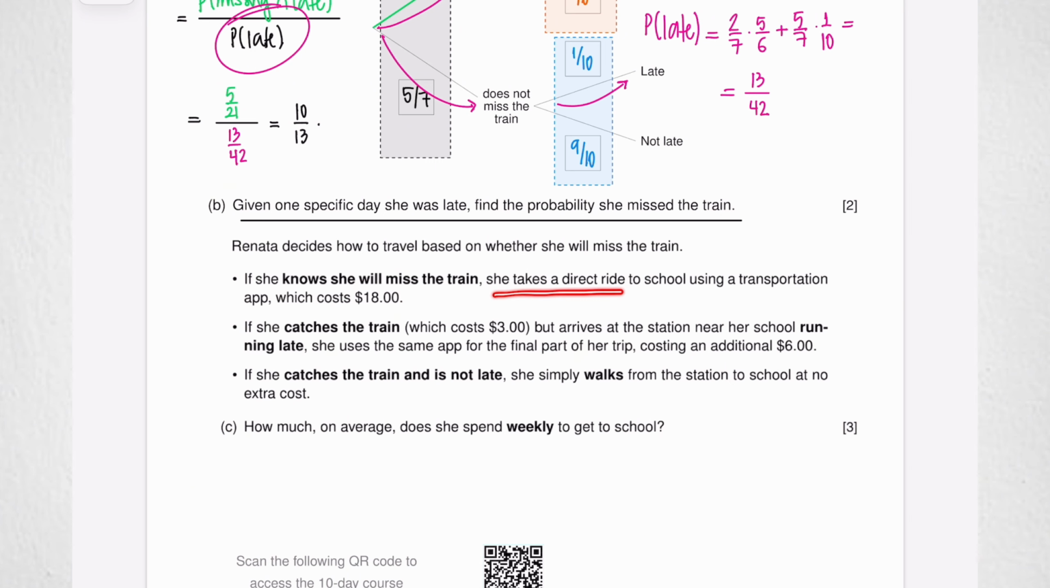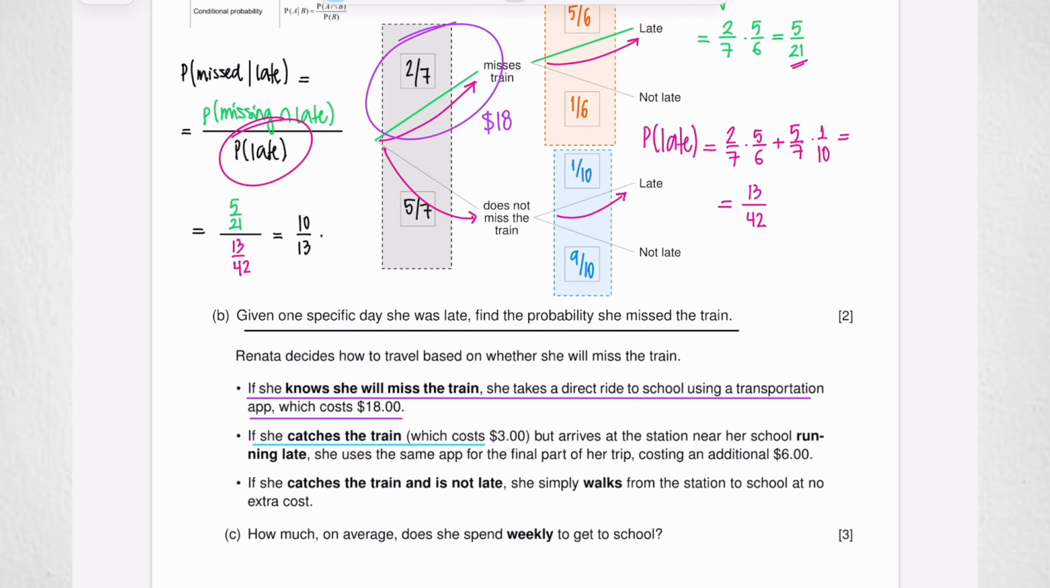And if she catches the train, well, we have two different options here. She can still be late or not. Catching the train costs $3, and the probability associated to it is 5 over 7, by the way. If she is still running late, she will need to pay an additional $6 because, well, she needs to use the transportation app to go from the train station to school. Now, if she's not, she can just walk to school, which is this second option right here.